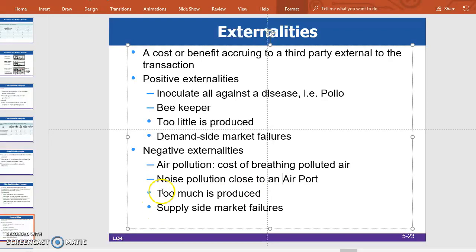This is a way of controlling noise pollution. Now, whenever there are negative externalities, that will result in too much production, overproduction, over-allocation, and this will result in a supply side market failure. See, the supply curve will show us the private cost, the internal cost of the producer. But the producers will not be aware of the external cost of their action to the society. So that will be a supply side market failure.